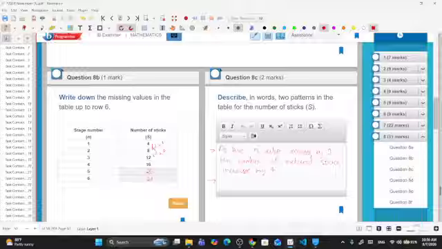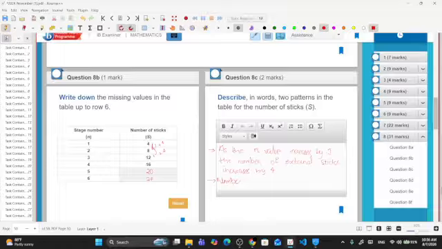So I can say that number of sticks is equal to product of stage number and n.